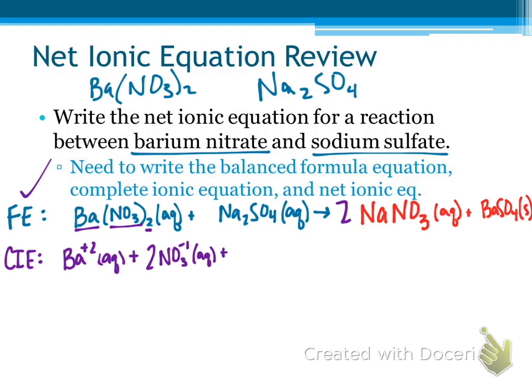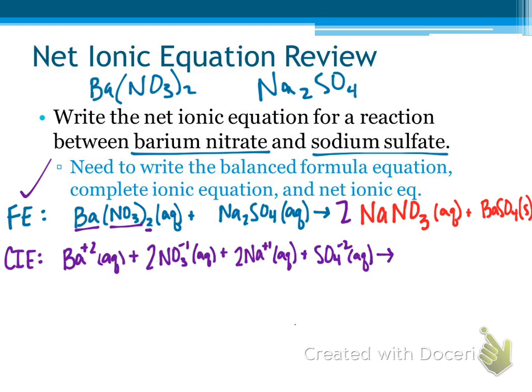Next, how many sodium ions do I have? 2. So 2 Na plus 1, which I know is aqueous. And how many sulfates? Just 1 right there, minus 2. And it is aqueous as well. Okay, then I say, okay, that's all my reactants.